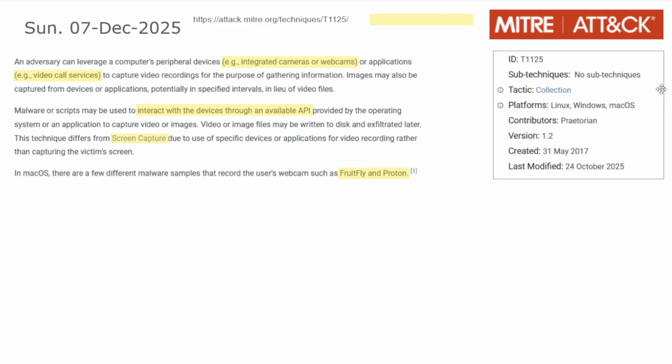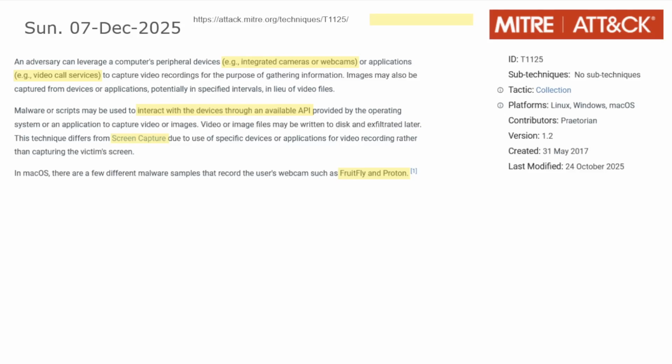Then what do we have here? There are no sub-techniques here. Tactic is collection. It's again fairly late in the kill chain. Platforms, all operating systems. There is a contributor here, Praetorian. I don't know what that group is, but okay. And it's fairly new, 24th October.